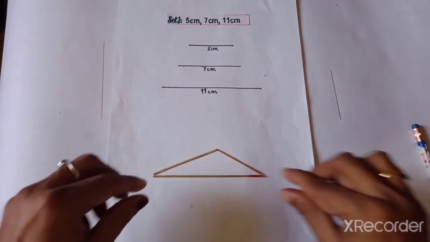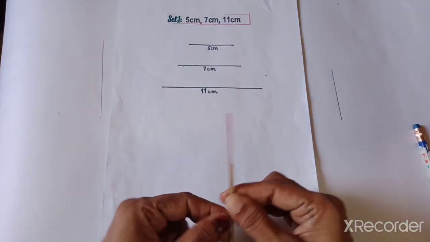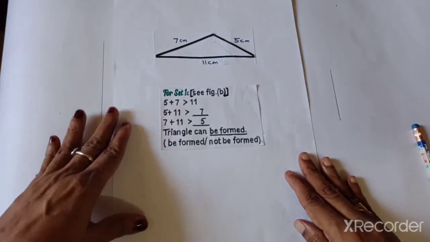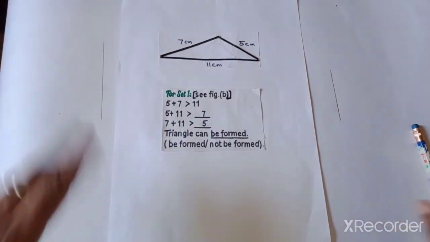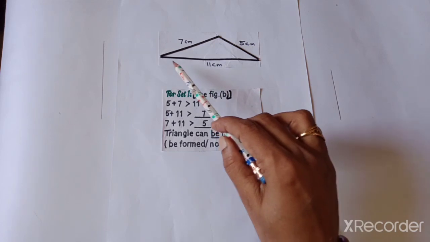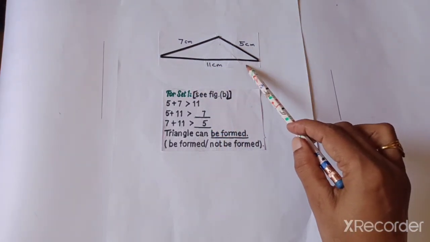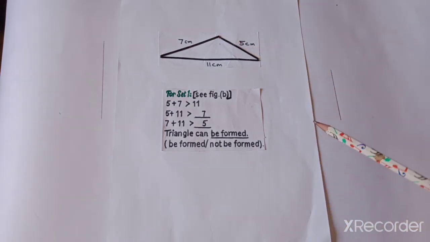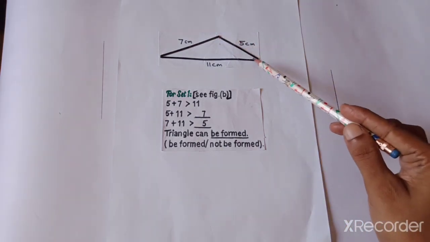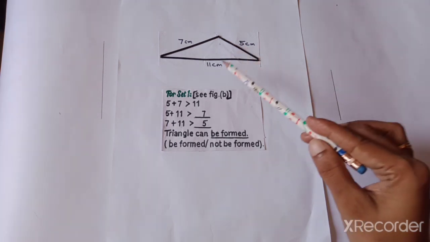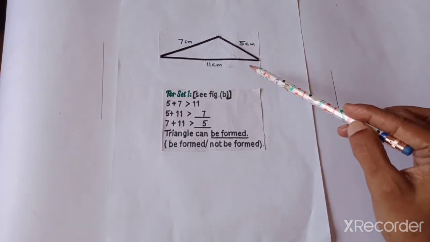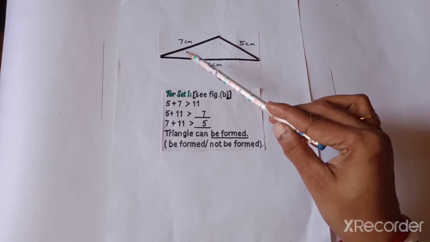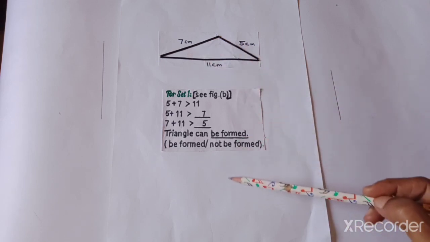Now I have stuck the sticks, and I am going to show you how it looks when you stick them all. Children, see here, it will look like this. This line segment is of 11 centimeters, this one is of 7 centimeters, and this one is of 5 centimeters. So it is forming a triangle. In the same way, using Fevicol, you will stick it in your notebook and form a triangle of this length. Now we will go to the observation part.